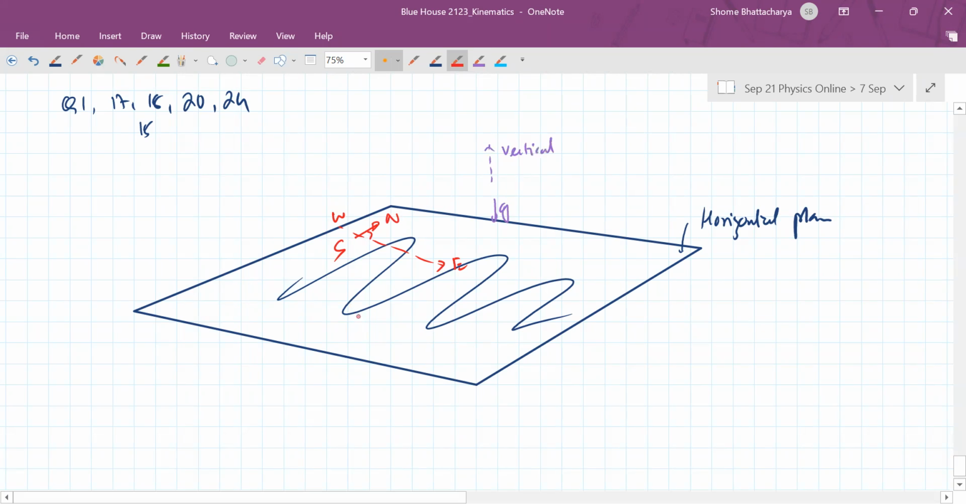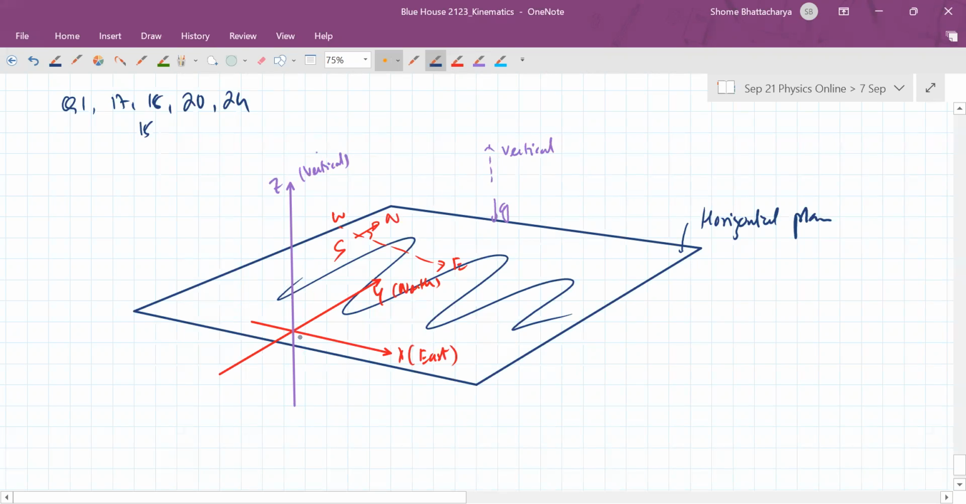What you can do here is take the direction going from west to east as your x-axis, and the direction going from south to north as your y-axis. Immediately the direction going vertically upwards becomes your z-axis. So the z-axis is vertical, the y-axis is pointing towards north, and the x-axis is pointing towards east.